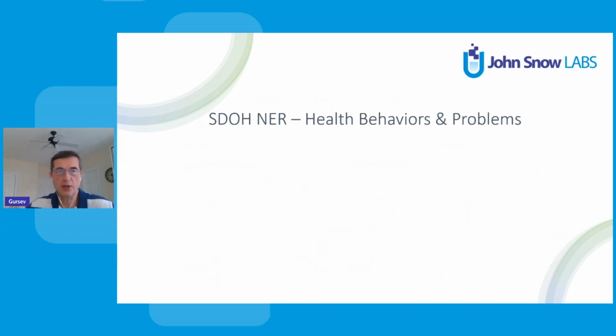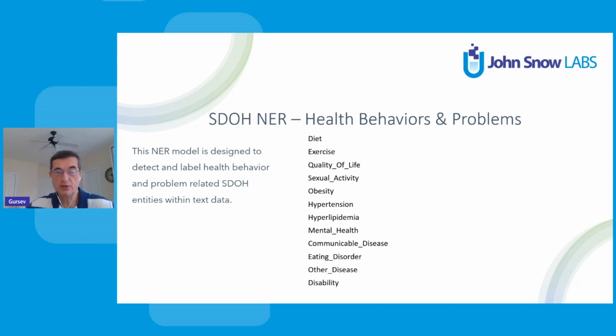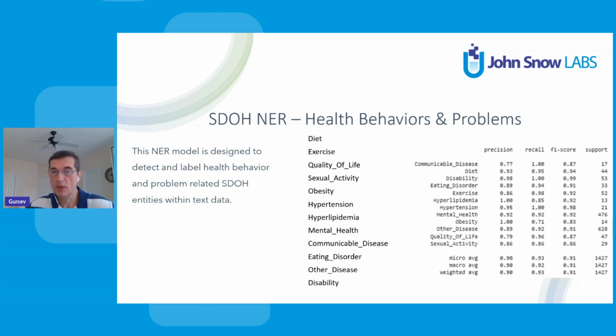So the next NER model is going to be the health behaviors and problems, and there are quite a number of entities right now. It's 12 entities, starting with diet, exercise, obesity, hypertension, all the way to disability. And you may expect a little drop in the metrics, but still it's over 91%. So it's a good value. It's a good F1 score, satisfactory.